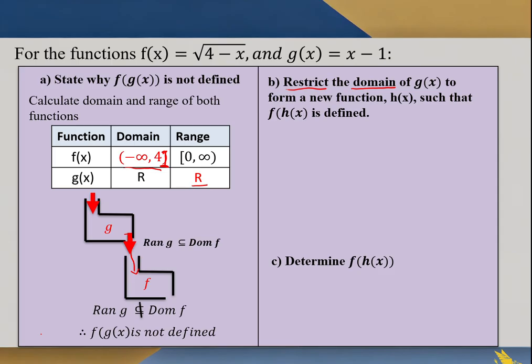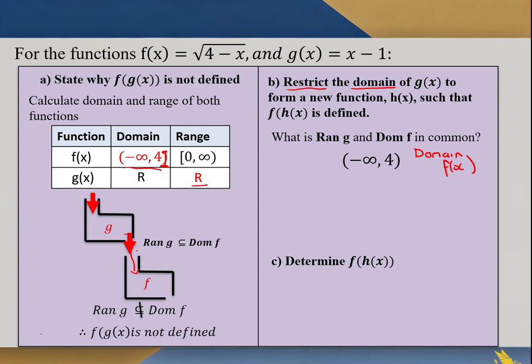To do that, we need to first look at what is in common using the table. So what is in common between both of them? They're both in red, so we can easily see it. And it's really good looking at negative infinity to 4 for the domain of f of x. But this is the domain for f of x.